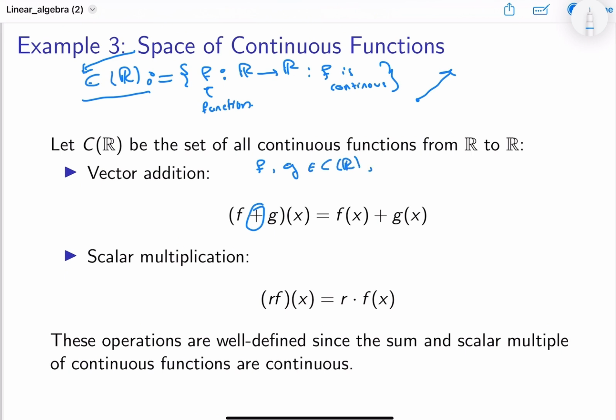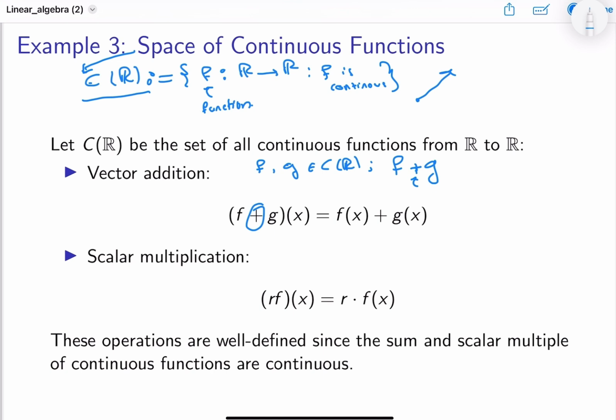And you want to tell me what is the function f plus g? Like, what is this function? You need to tell me what this plus means, right? So to tell me what a function is, you need to tell me what the function is at every x.